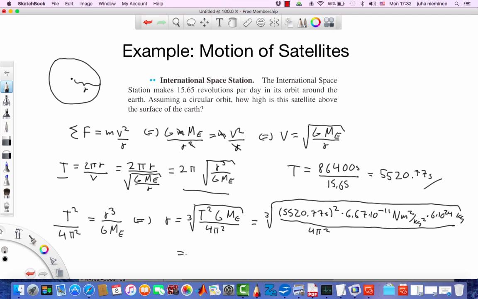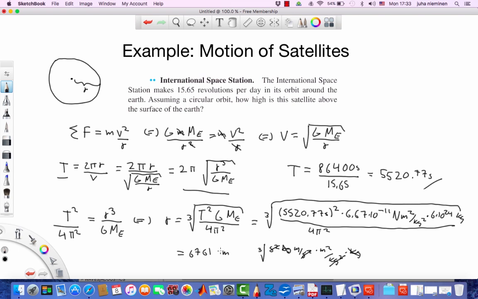And what do we get? Let's take the units first. We have the third power of seconds squared, times Newton, which is kg m per second squared, times meter squared per kg squared, times kg. So we have 1 kg there, 1 kg there, 2 there, those cancel, seconds cancel, so we have meters to the third power, and we take the third root, so we get meters. Excellent.